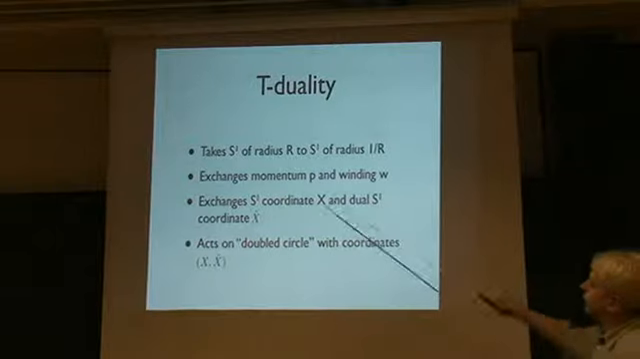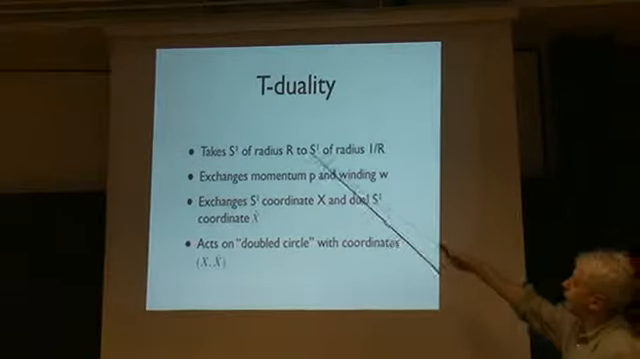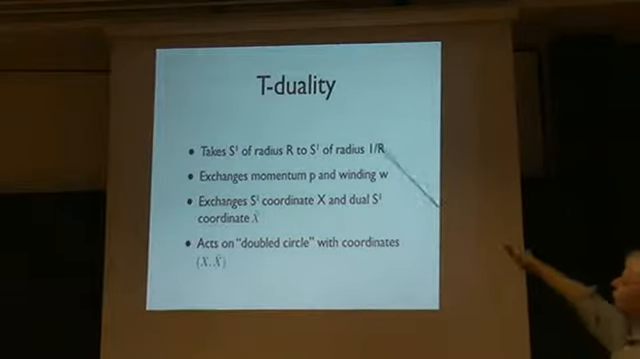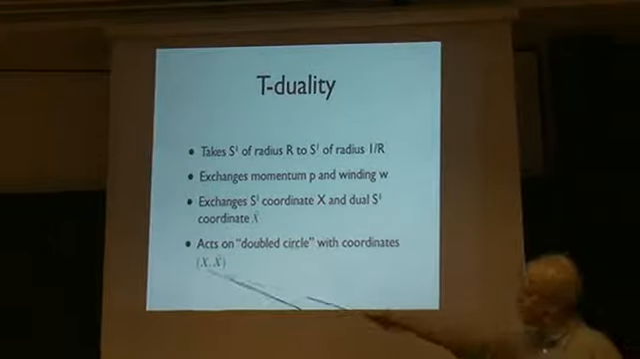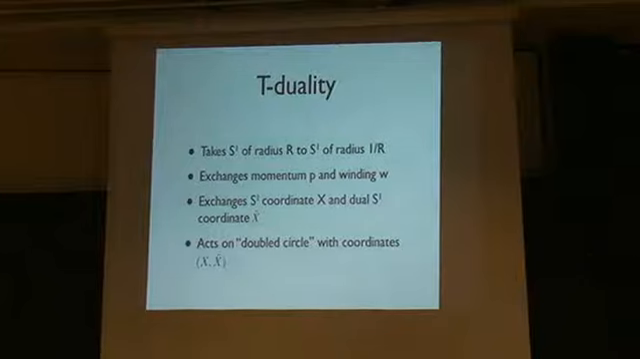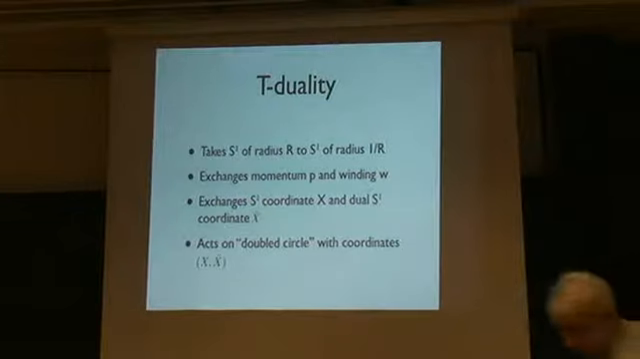It exchanges the original coordinate of the circle of radius r for a new coordinate of a circle of radius 1 over r. And so it can be thought of as acting on the doubled circle, or the 2-torus, with coordinates considering both of those, and that point of view will be important later.